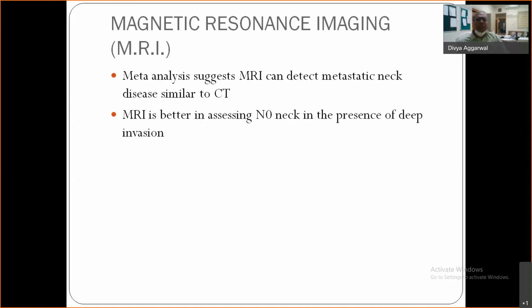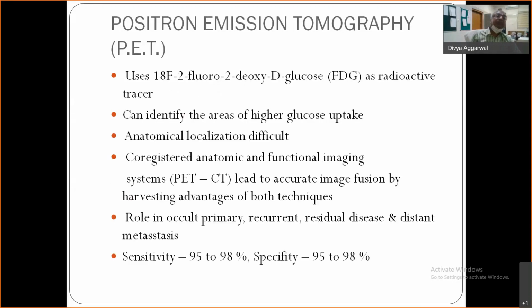MRI, again, there is a meta-analysis that MRI can detect metastatic neck node disease. MRI is better in assessing the neck in the presence of deep invasion. But generally, we would not order an MRI for the purpose of studying a neck node metastasis. Now, PET has recently come up in a big way, and it has got a huge utility.